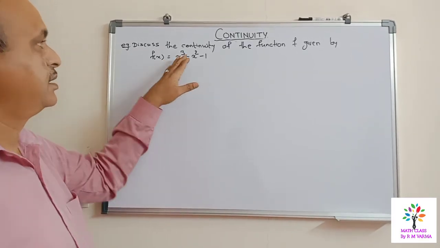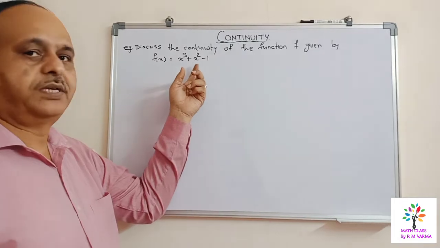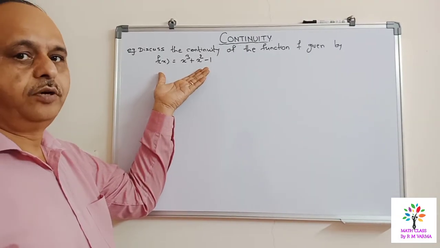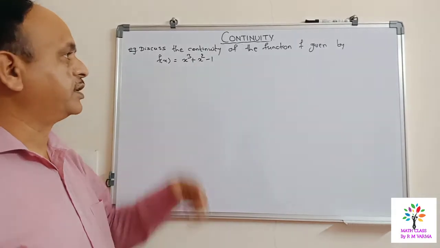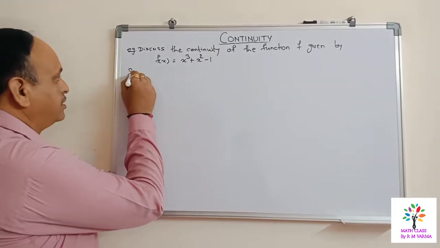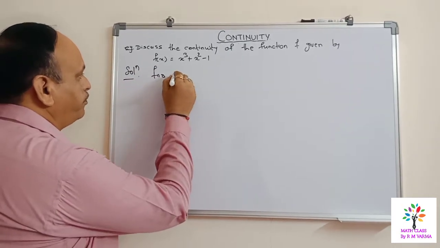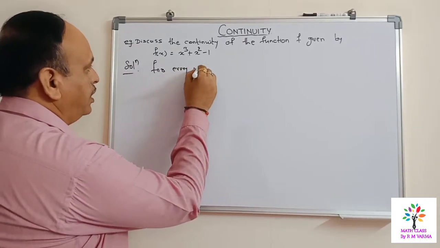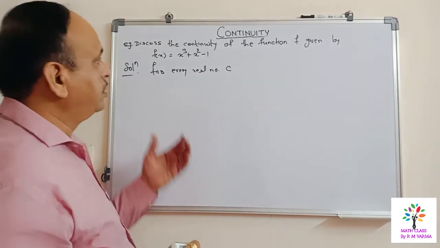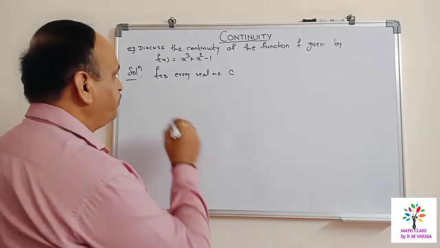Question is, discuss the continuity of the function f given by f(x) = x cubed plus x squared minus 1. Now here x cubed plus x squared minus 1 is a polynomial function, and these polynomial functions are normally continuous. To solve this, we take every real number, say c. We try to find out the continuity for every real number c.